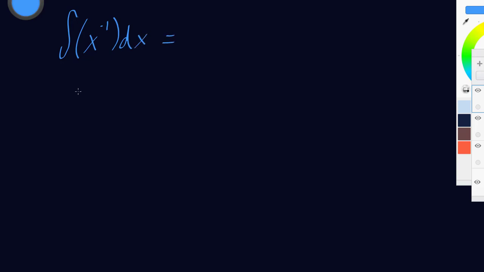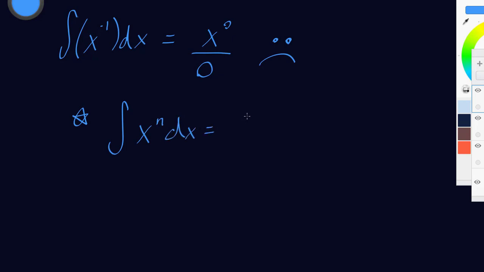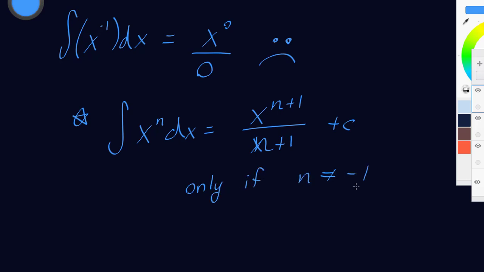Using our derivative rules that we just did, that's going to be x to the 0 divided by, oh no, we're not allowed to divide by 0. So a little note is that you can only use this antiderivative rule, n plus 1, only if n does not equal negative 1.